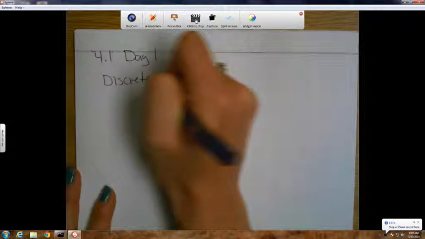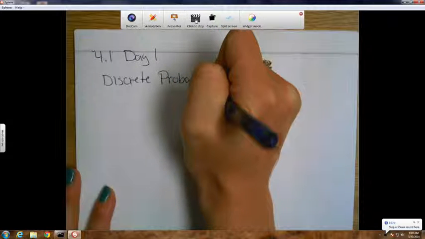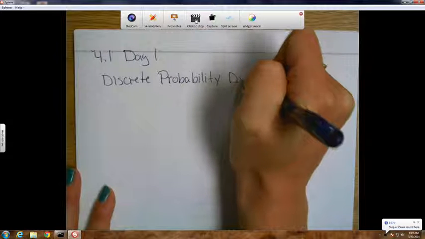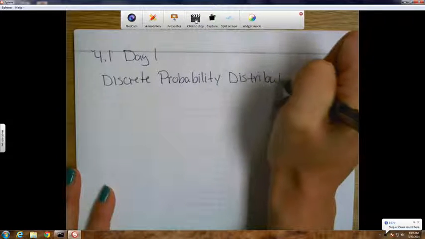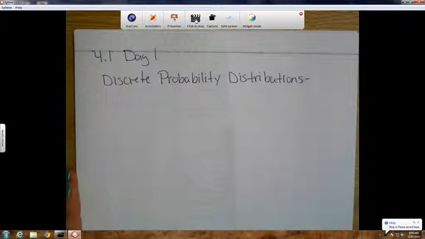Here we go. Discrete probability distribution. Okay. We've talked about distributions before.